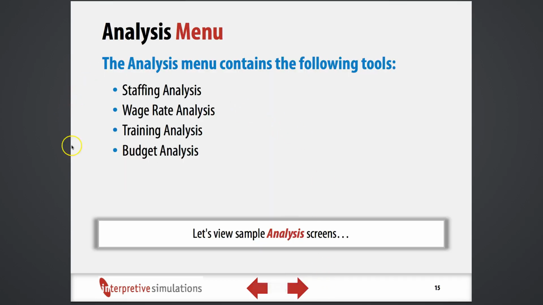All right. Analysis, right? Once you make your decisions, before you advance, it's really important you go into your analysis menu and you do your staffing analysis, your wage rate analysis, your training analysis, and your budget analysis. This way you make sure you're hiring the right amount of people, you're not overpaying or underpaying people, you're addressing whatever training issues you have, and your budget analysis is that you're within budget.